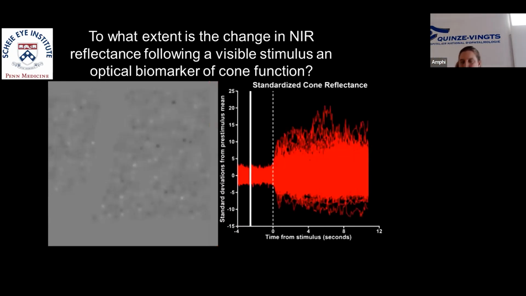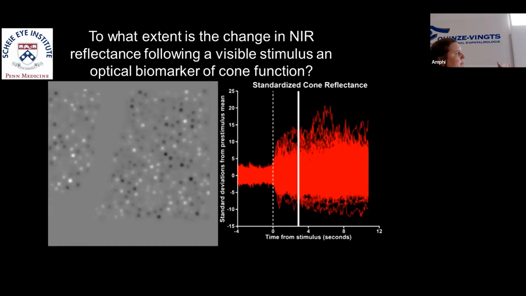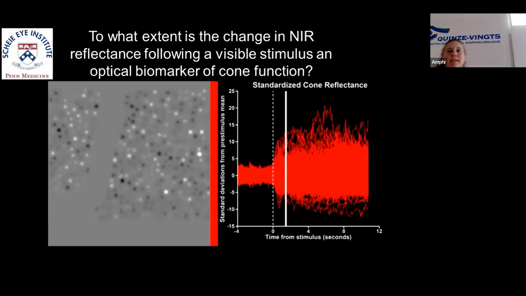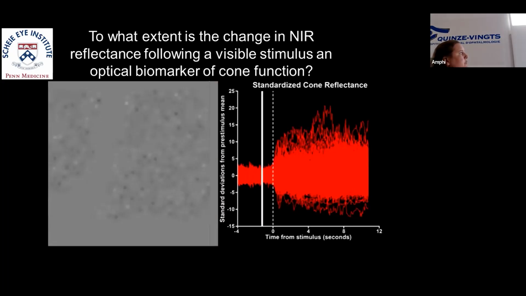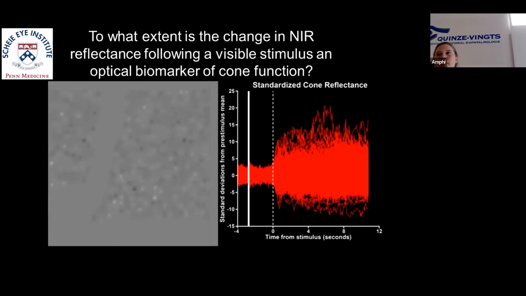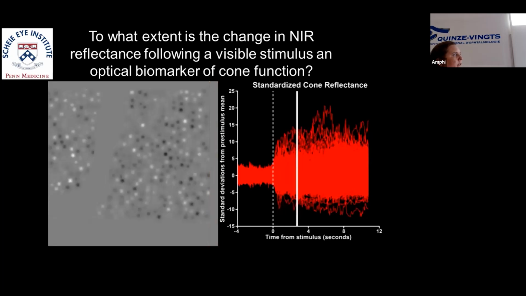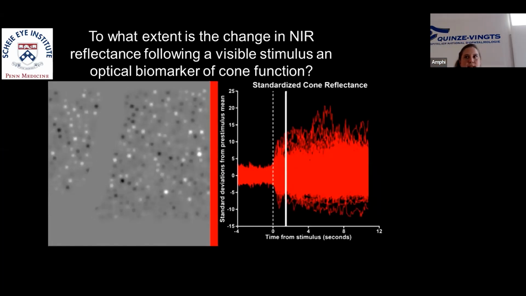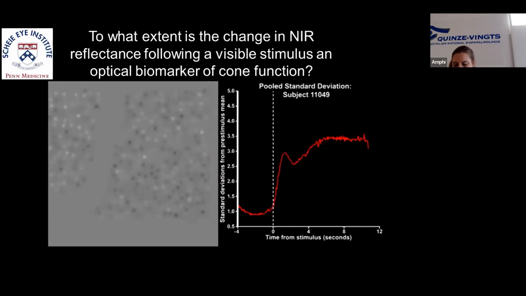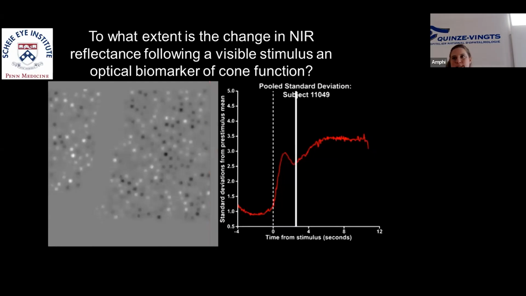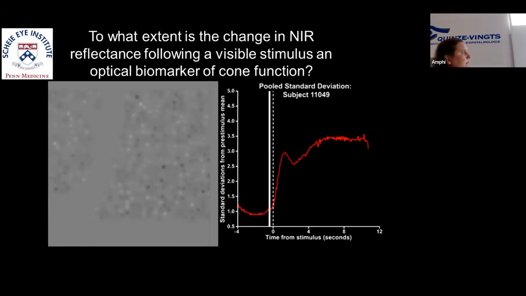To quantify this further, we plot each cone's standardized reflectance over here on the right. This now has a red trace for each individual cone in the image. You can see it starts off with that standardized value in the pre-stimulus condition, and then when the light turns on, the cones diverge. To quantify this down to a single signal, we take this population of cones and simply take the standard deviation of all of those traces across the response, and this becomes one of the signals that we're looking at.